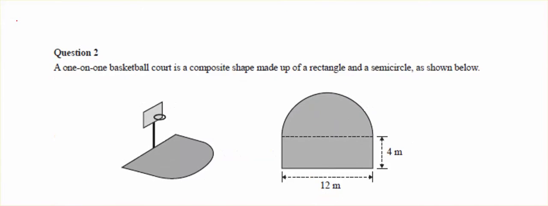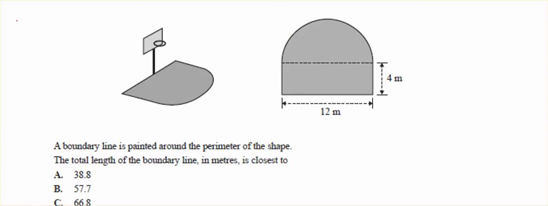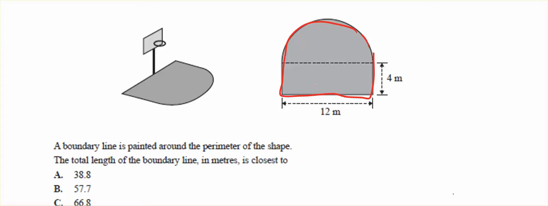Alright, question 2. So we've got a basketball court and it's composite shapes made of a rectangle and a semicircle. The boundary line to paint around the perimeter of the shape. So the total length of the boundary line, the perimeter of the boundary line. So it's just the perimeter of the rectangle. Well, it's 4 here, 12 here, 4 here. We know the radius is 6.